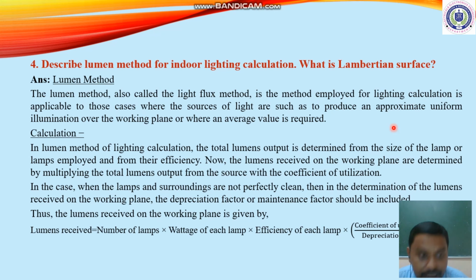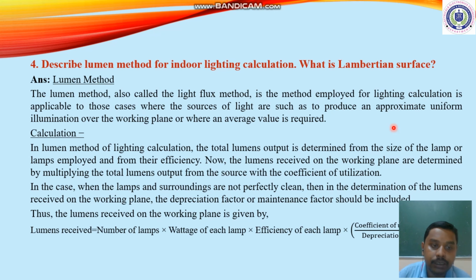So next is the calculation. In this method of lighting calculation, the total lamp output is determined by the size of the lamp, or lamp wattage, and lamp efficiency. And the lumens received on the working plane are determined by multiplying the total lumen output from the source with the coefficient of utilization.